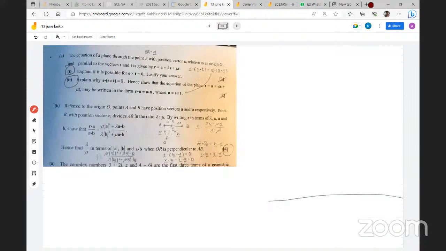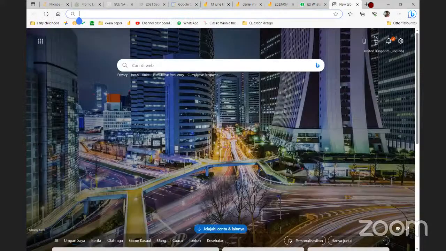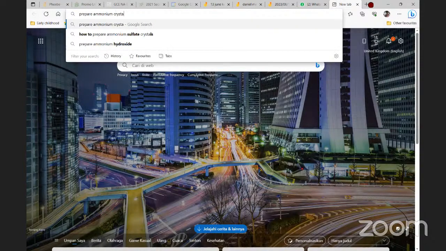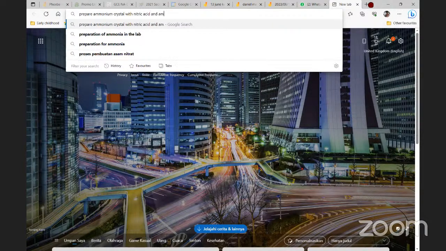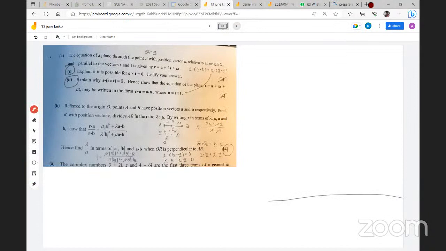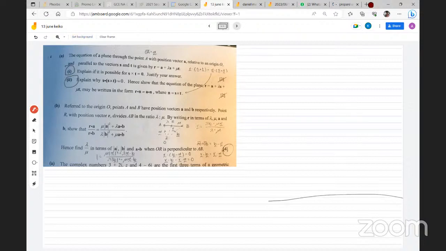Oh, there's another question. Keiko, you tell me what's your problem with this first. To me, it's like, of course they cannot be parallel, but I don't really know how to explain it in mathematical language. Are you talking about 4A1? Yes, 4A1. Just a vector question. The equation of plane.